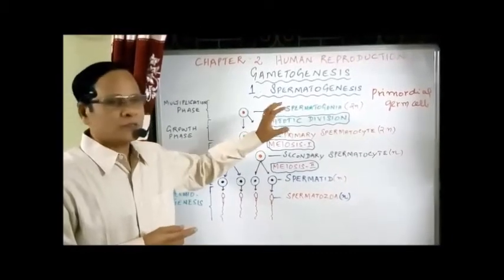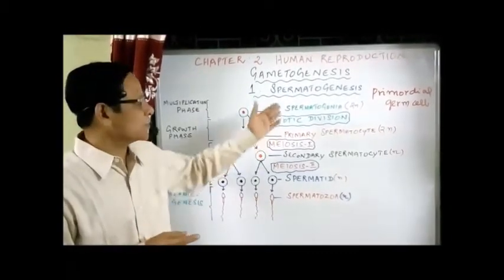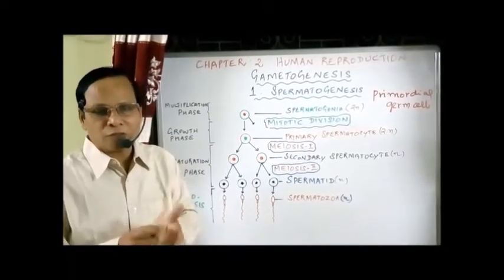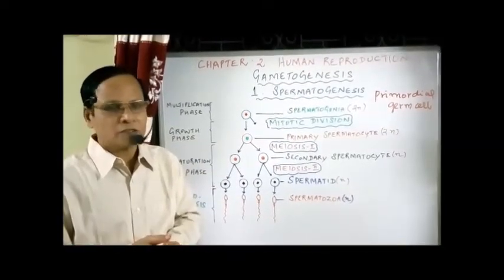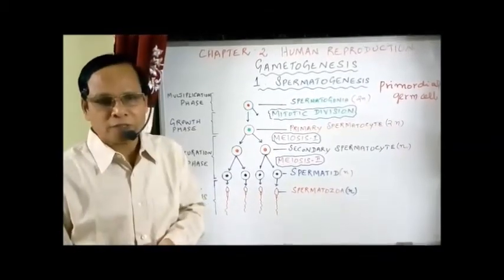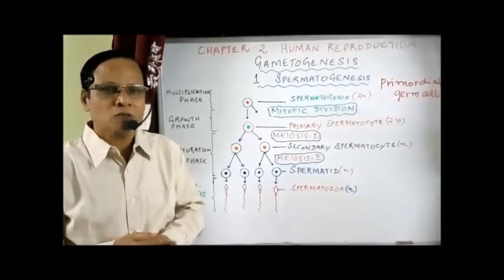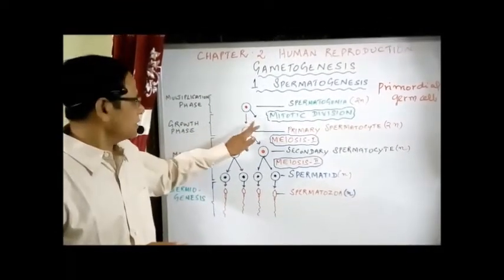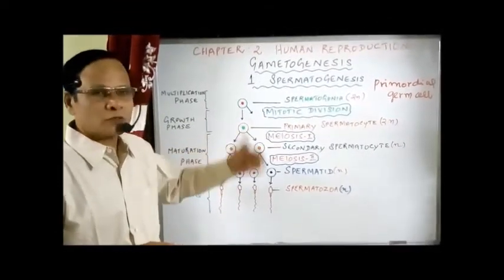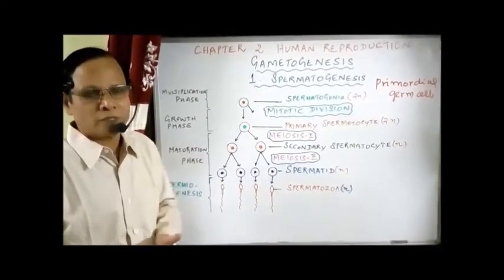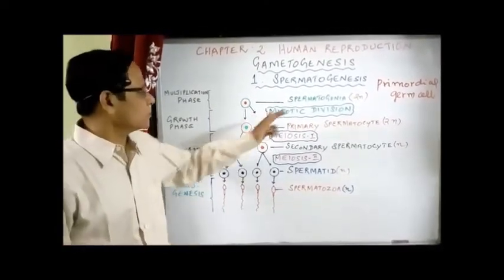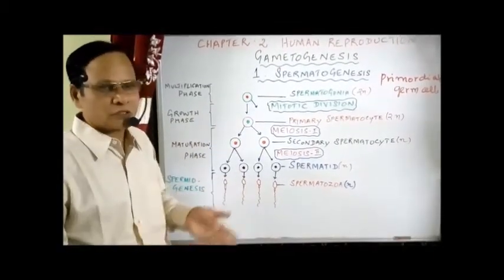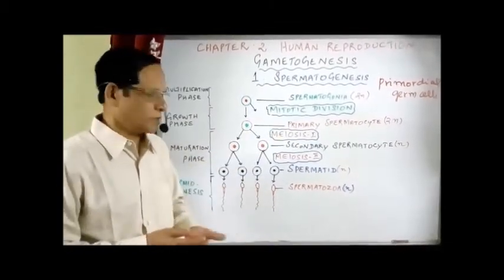Okay, now we have the sperm mother cells, the spermatogonia, coming from the primordial germ cells, continuing to divide at puberty and continuing the same process throughout life. So one spermatogonium divides by mitotic divisions, producing more and more spermatogonia. It's a continuous process. That's why we put two arrow marks, division, to produce more and more spermatogonia.